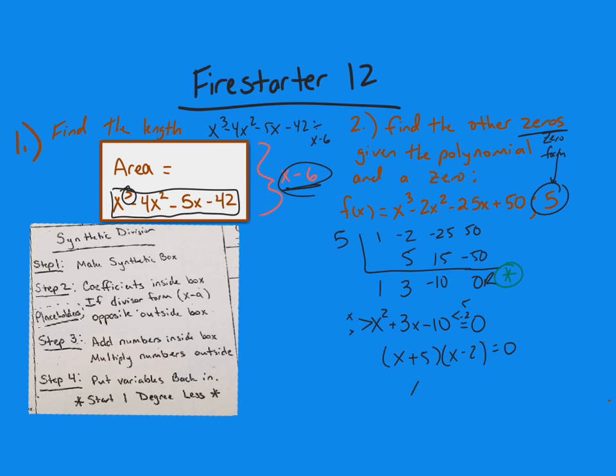Now I'm going to set each parentheses equal to 0. Alright. So I have x equals negative 5, x equals positive 2. So these are my 3 zeros. Now, if you want to add this one up because we already used it once, you could always add x equals 5 that came from here. Alright, that's it.